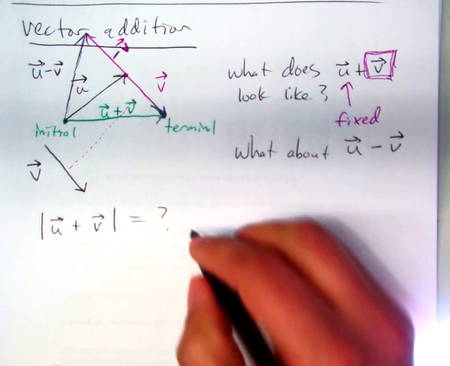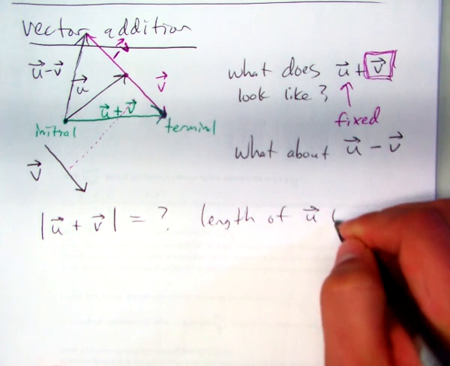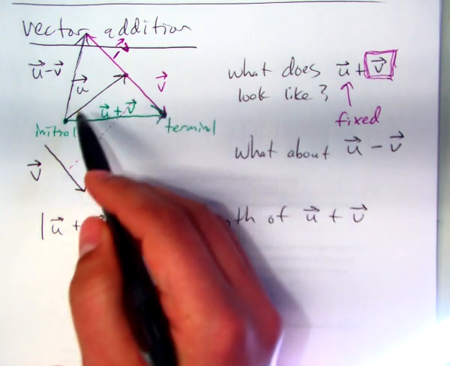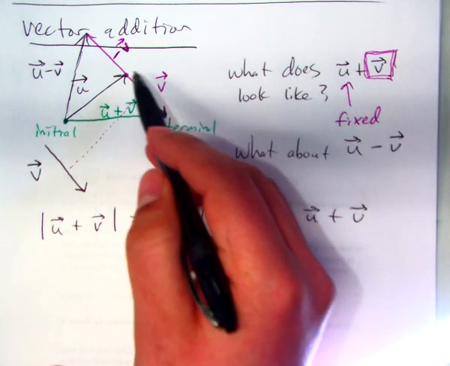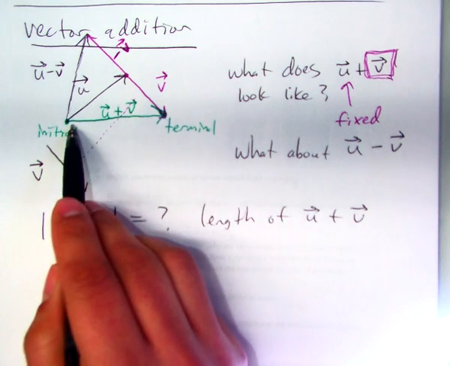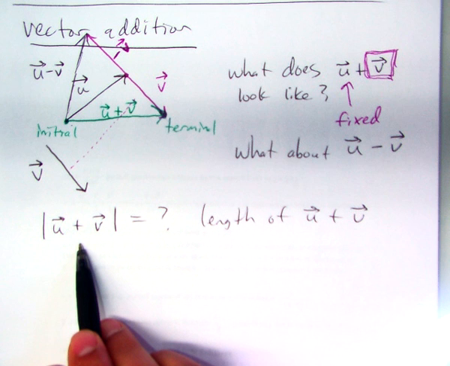This means, very good, it's the length of U plus V. So if you had to figure this out, you'd have to do something like this, where you connect the vectors together, you draw in your answer, which is U plus V, and then you find the length of this U plus V vector. That's what this notation means. Okay?